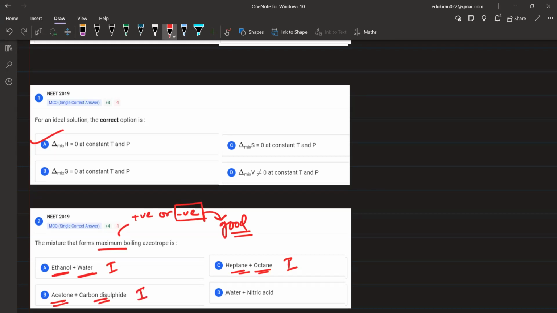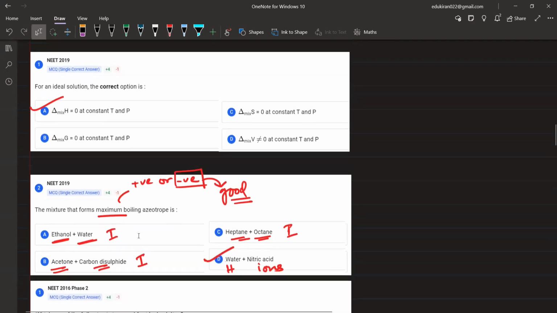Now water and nitric acid. Water has hydrogen bonding, nitric acid has ions. So what will the interaction be between these two? Better interaction. And if they are having better interaction, they will show negative deviation, and that is why they will form maximum boiling azeotrope. So the option will be D.